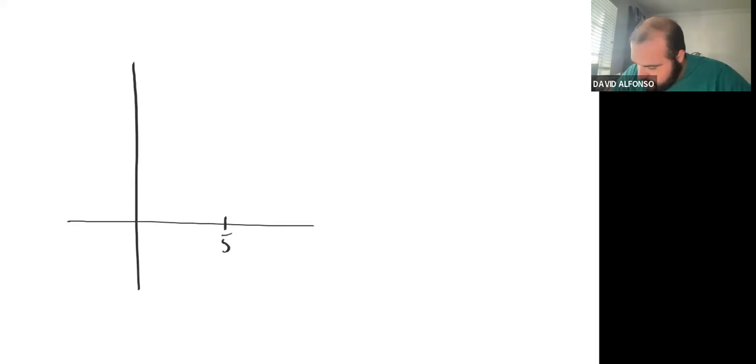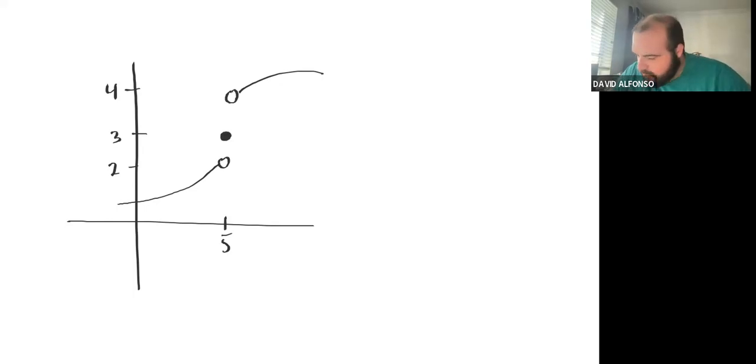But if you had something like this, though, this is an example of a very weird one. So here you have a function, and this function is defined for all values of x. So the domain of this function is all real numbers. But it's a little weird. It's acting very strange at 5.